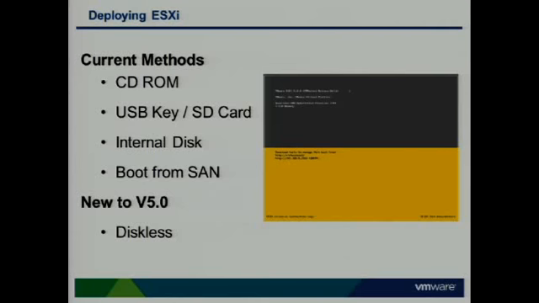So if you think about the old methods in version 4 of deploying ESXi or ESX, you would have to choose between installing it from a CD or a USB key, SD card type thing, or you would install it onto internal disk, and you could also boot from SAN. So new in version 5 is this diskless part, which hopefully I will be able to explain.